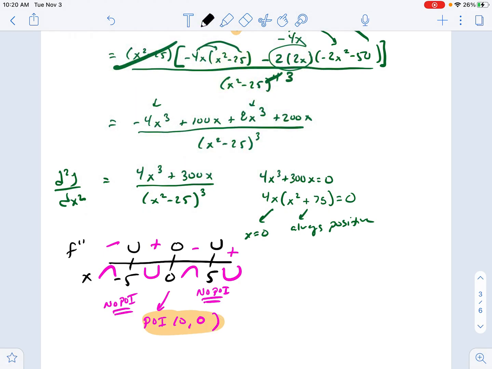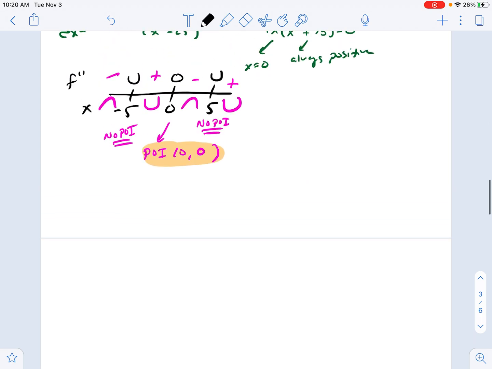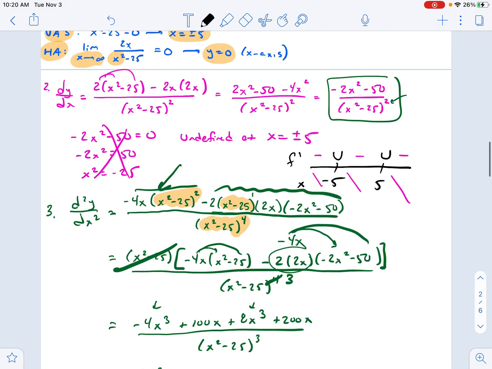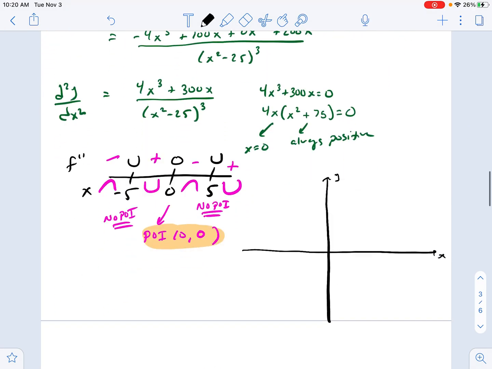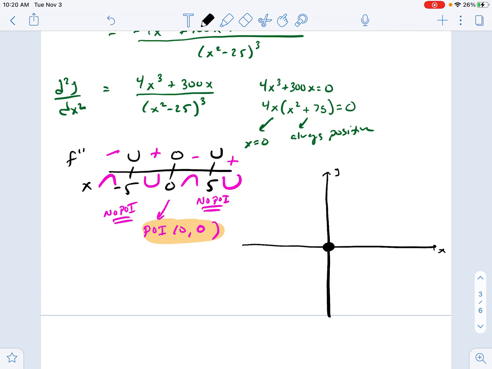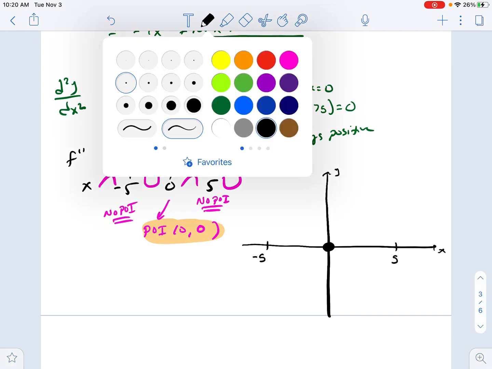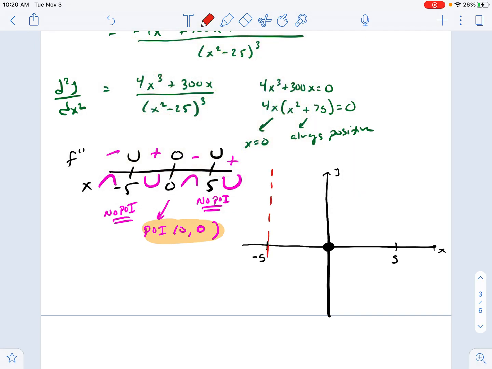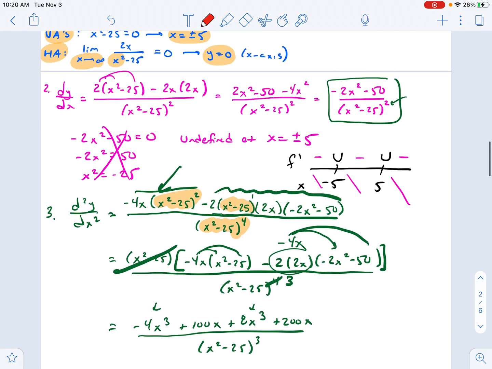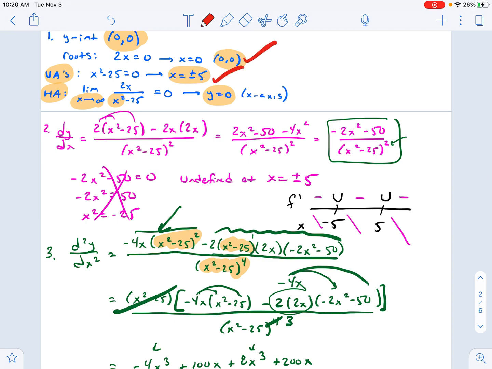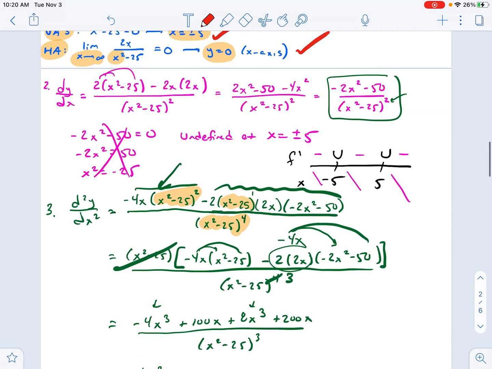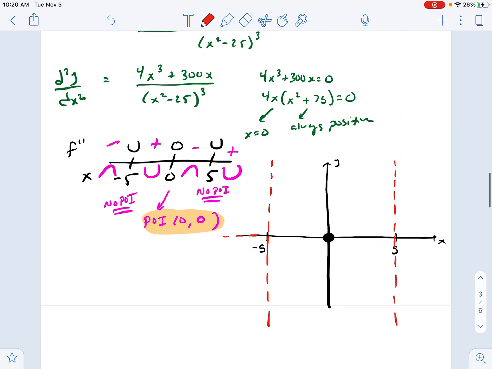All right, so again, we got a lot of information. We don't have a lot of points here, but we got a good amount of information. So let's put this together here. So here's my axes. Okay, the intercept and the root were both 0, 0, so I've got a point right there. I have horizontal and vertical asymptotes. So the vertical asymptotes were at plus or minus 5. Okay, so we got those. And the horizontal asymptote was y equals 0, aka the x-axis, so that's this.